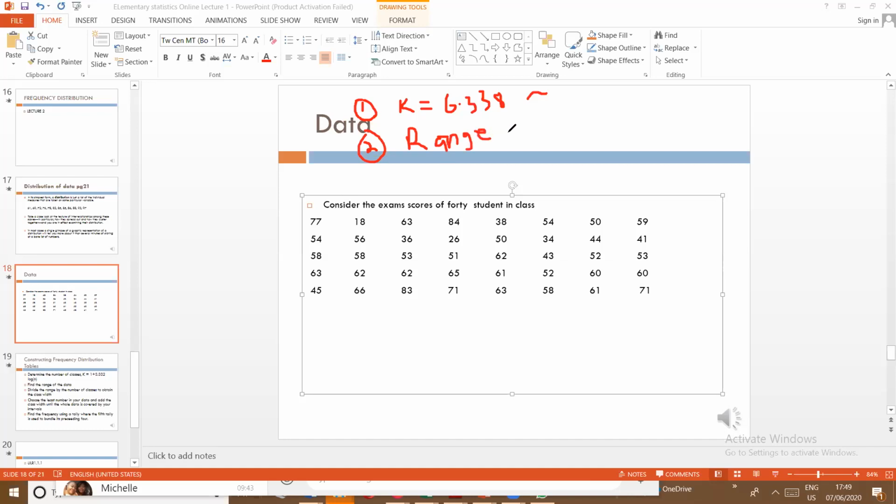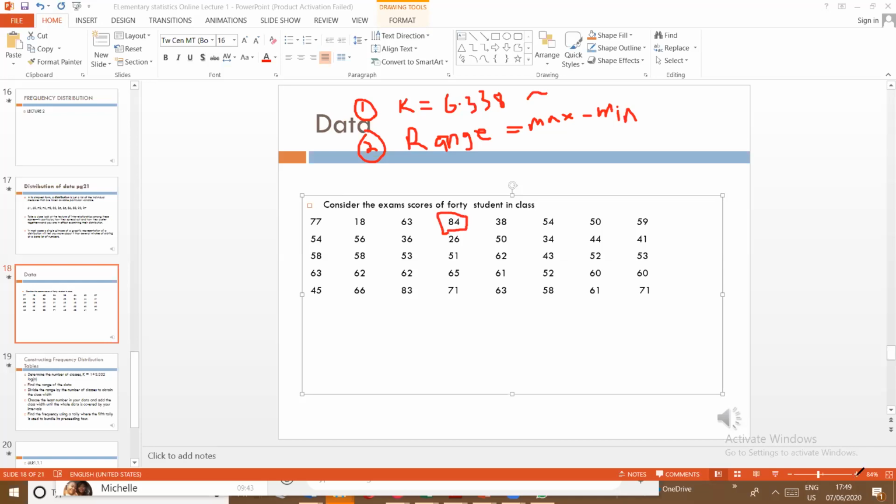The range is your maximum observation minus the minimum observation. So let's look for the maximum. I can see 84 to be the maximum.